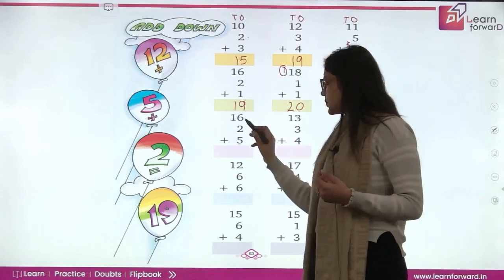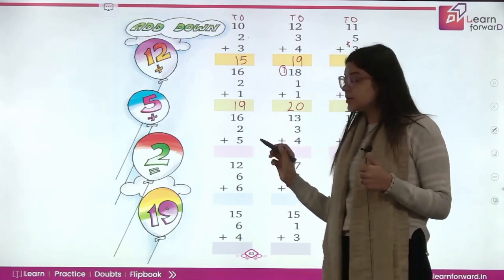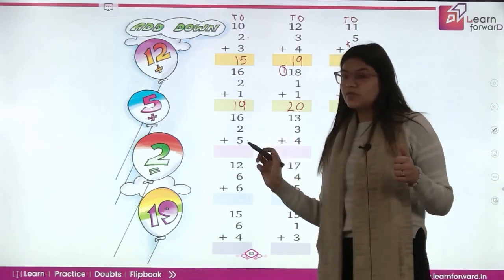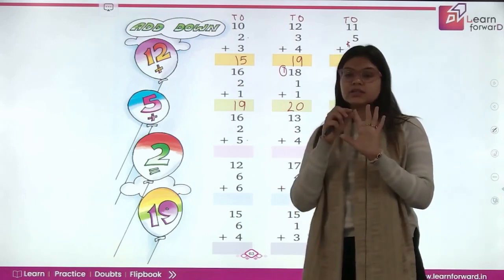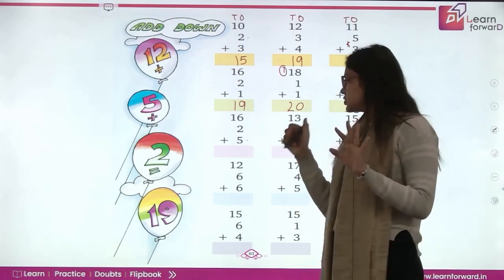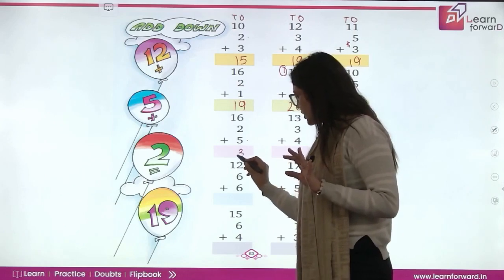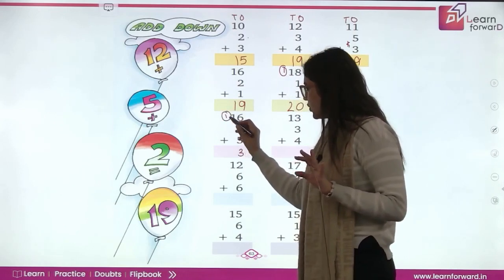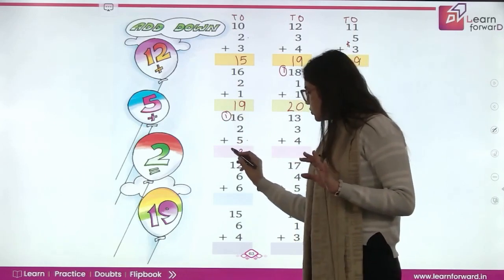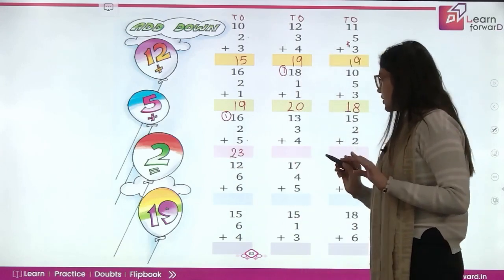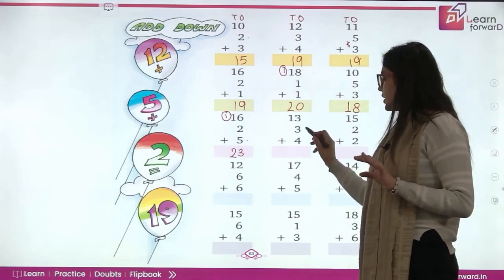Now 6 plus 2. 6 plus 2 is 8. Now 8 plus 5. We will add 5 to 8. What does it become? 9, 10, 11, 12, 13. So answer is 13. We will write 3 here and we will do 1 carry over. 1 plus 1 is 2. So answer is 23.